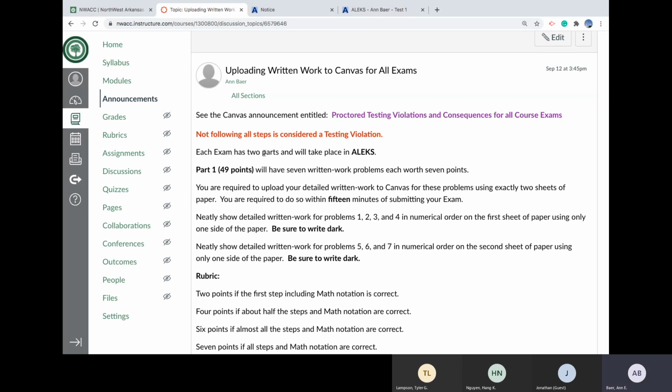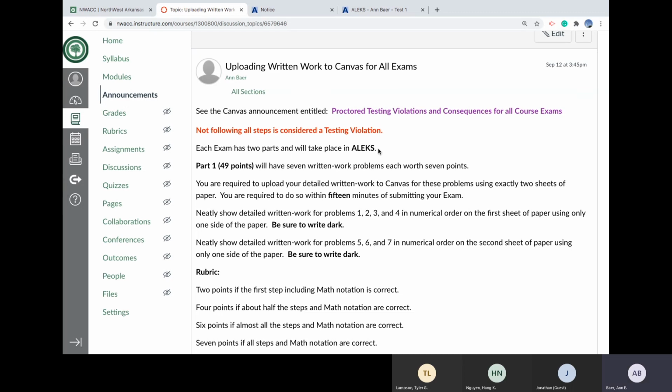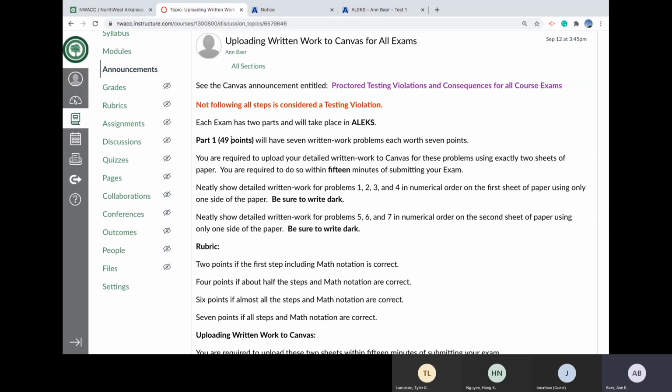Each exam has 2 parts and will take place in ALEKS. Part 1 is the written work portion. Part 1 is worth 49 points and will have 7 written work problems, each worth 7 points. So 7 times 7 is 49. You are required to upload your detailed written work to Canvas for these problems using exactly 2 sheets of paper, within 15 minutes of submitting your exam.